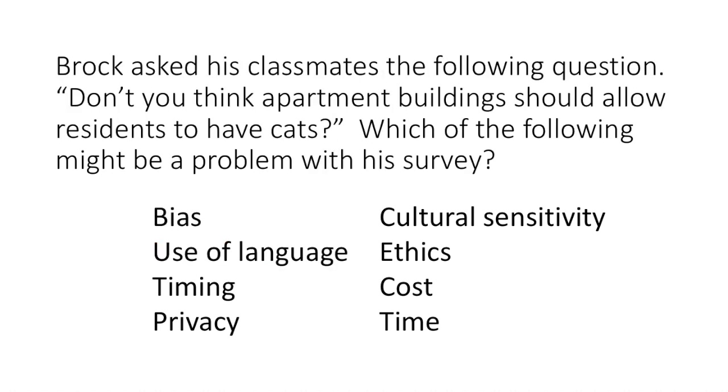All right, next. Brock asked his classmates the following question. Don't you think apartment buildings should allow residents to have cats? So what might be an influencing factor in this question? And again, it's kind of like the last one. Mostly, I would say use of language. It's an awkwardly worded question, but also bias, because we for sure know Brock wants cats in the building by the way he worded the question.